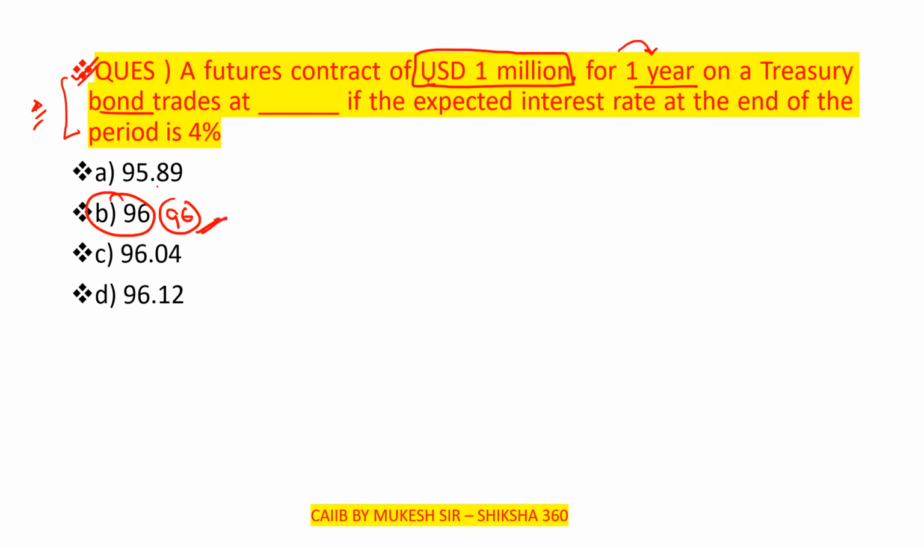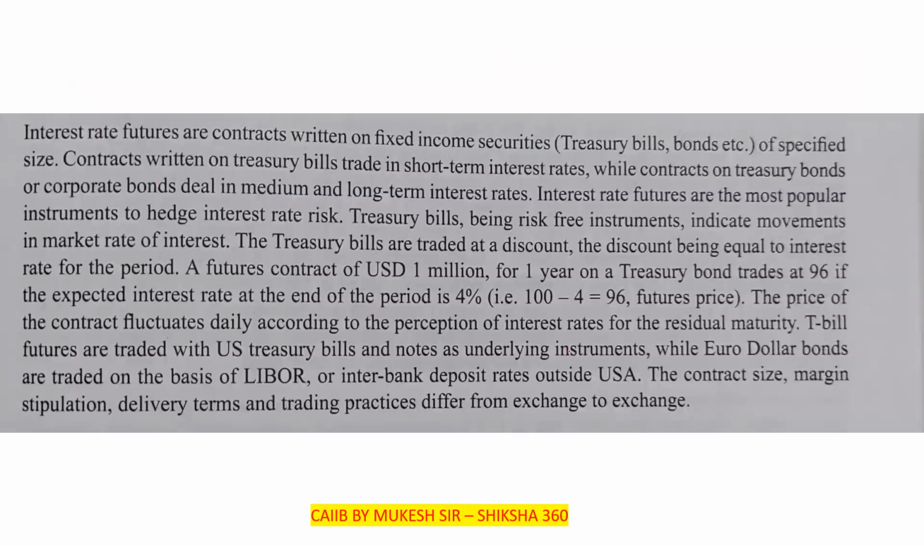So let's discuss what the thing is here. This is what is available in the book, and I will take it directly from that. Interest rate futures are contracts written on fixed income securities, for example treasury bills, bonds, etc., of specified size.